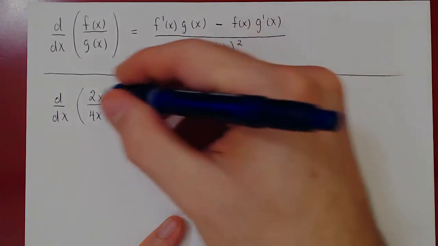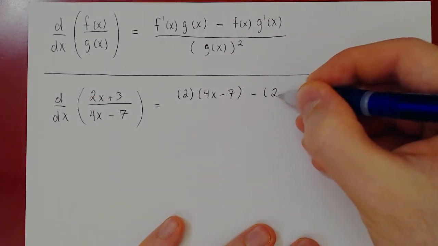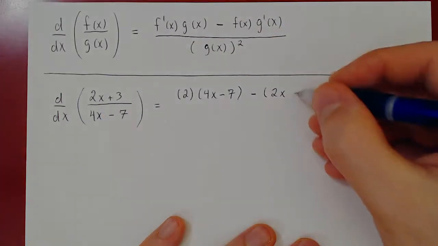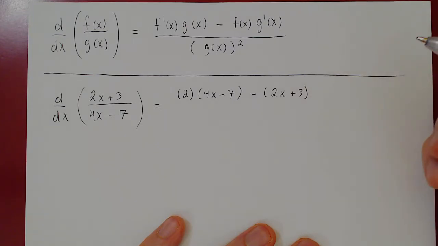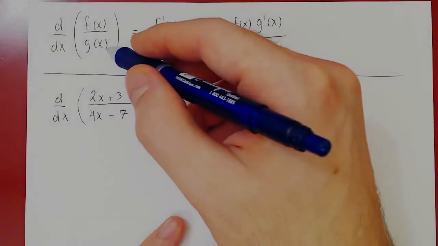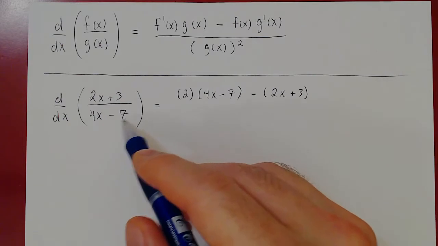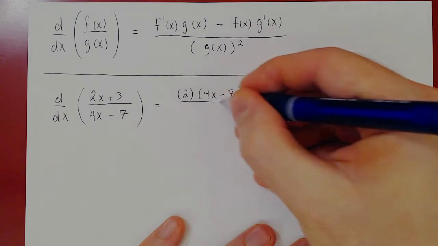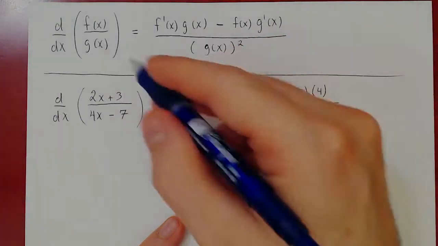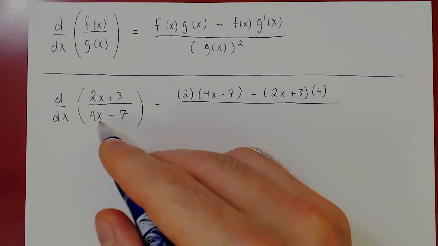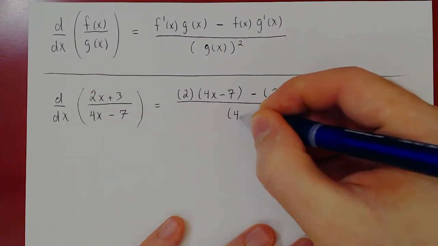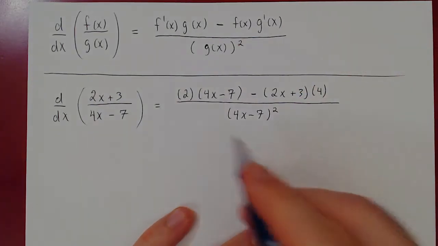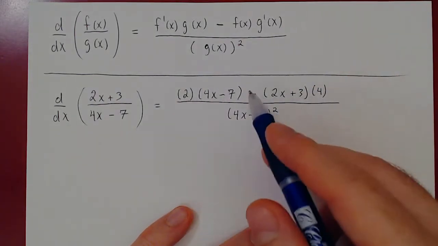the numerator, 2x plus 3, and here be careful to use brackets because it's the negative of all of f of x, so the negative of all of 2x plus 3, times now the derivative of the bottom. The derivative of 4x minus 7 is just 4. And this is all over g of x all squared. So 4x minus 7 all squared.